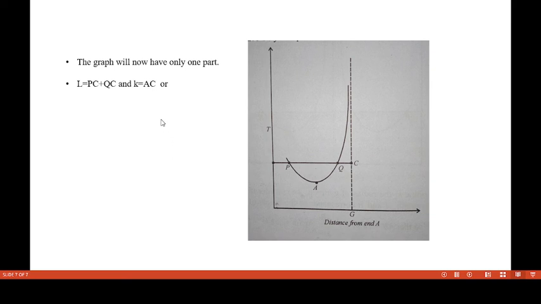Now, the length of the equivalent pendulum can be calculated as the distance from the point of suspension to the center of gravity, plus the distance from the center of oscillation to the center of gravity. The sum of these two distances, that is PC and QC, will give the equivalent simple pendulum. And again, the radius of gyration can be calculated as the distance from the point of minimum time period to the center of gravity, which is AG here, or AC.